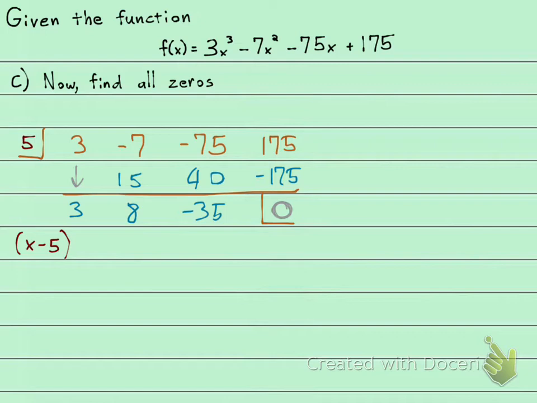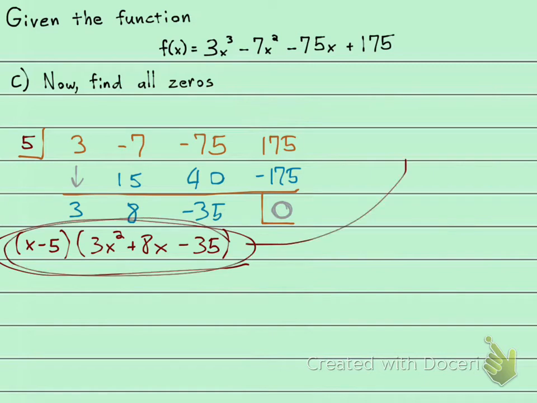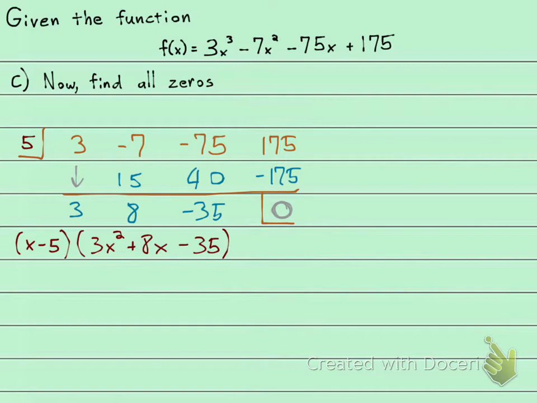And then we're going to use these three numbers here to make our trinomial of 3x squared plus 8x minus 35. Okay, and I guarantee if you multiply this back out, you're going to get what you started with right there. So this is a factor, and now what I need to do is I need to factor this thing right here. Okay, this is a 3-term polynomial.